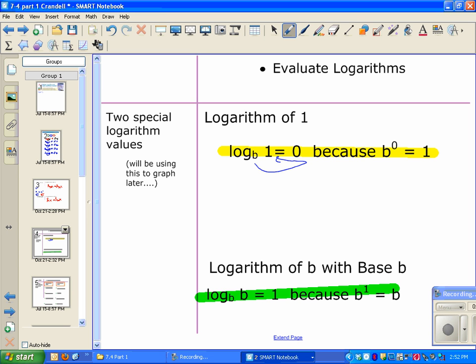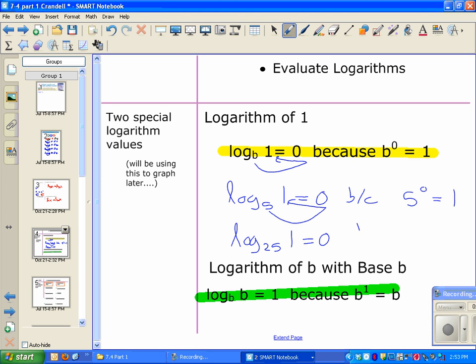So for example, if I had log base 5 of 1, that equals 0 because, do your half smiley face, 5 to the 0 equals 1. So it doesn't matter what the base is. I could have log base 25 of 1, and that equals 0 because 25 to the 0 power equals 1. Any base to the 0 power equals 1.